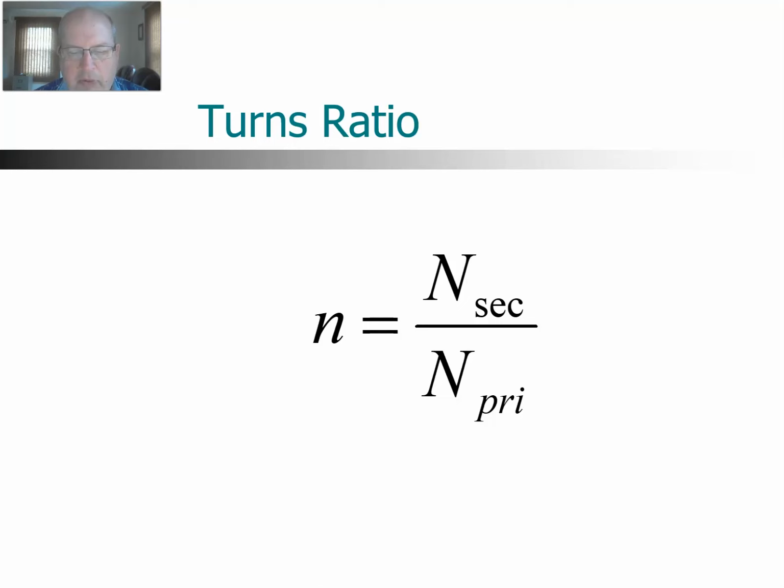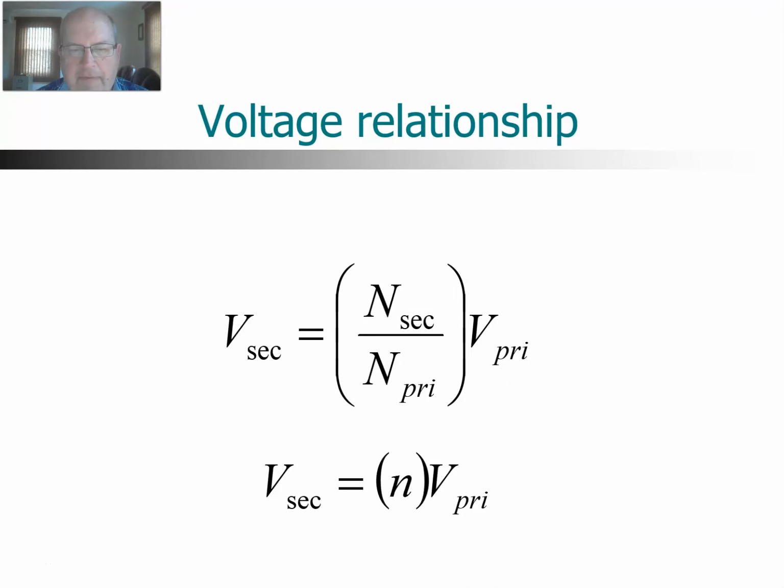Perhaps the most important parameter regarding transformers is the turns ratio. Turns ratio is simply the number of turns in the secondary divided by number of turns in the primary. It turns out that oftentimes manufacturers don't even give the turns ratio. What they instead do is give you the voltage rating for both the primary and secondary, and that is indirectly giving you the turns ratio because the secondary voltage is equal to the primary voltage multiplied by the turns ratio.